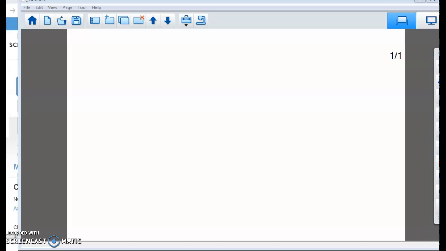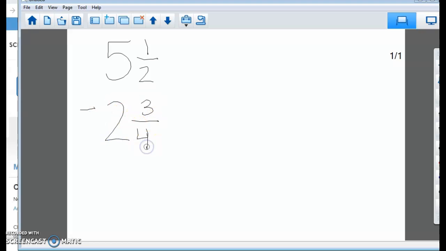Today we're going to learn how to subtract mixed numbers with regrouping. So let's start with 5 1/2 minus 2 3/4. Now right away we don't know if we're going to have to regroup or not. The first thing we need to do is find our common denominators.